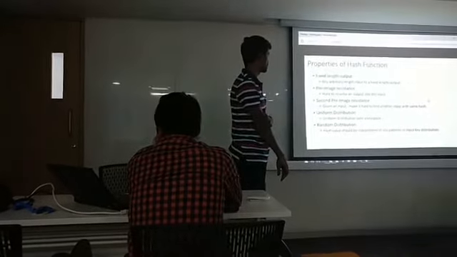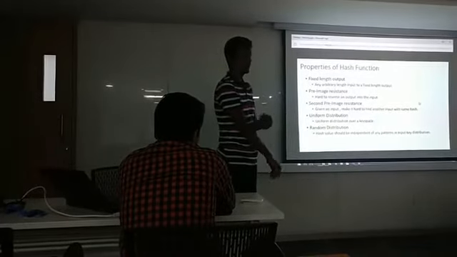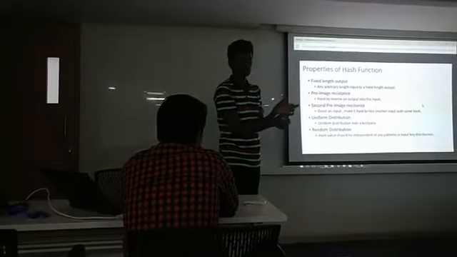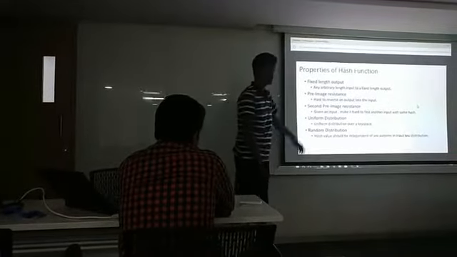Second pre-image resistance is about the collisions that we're talking about. It is very hard to have two inputs which result in the same output. There are some hash functions which have been broken because of the second pre-image resistance.